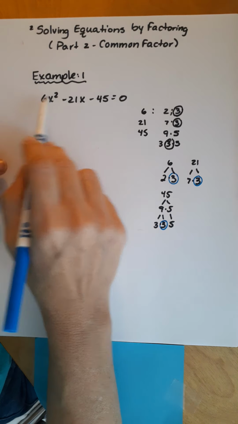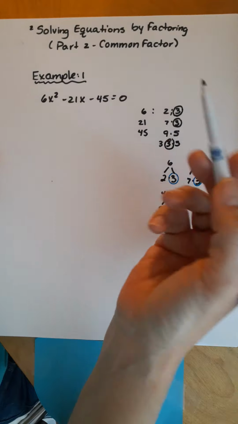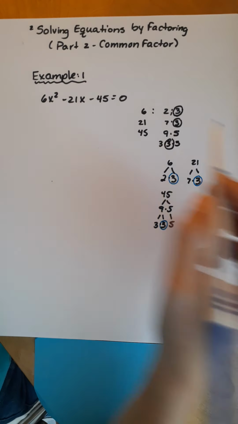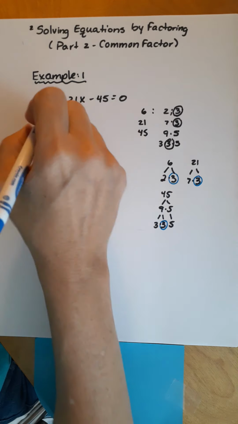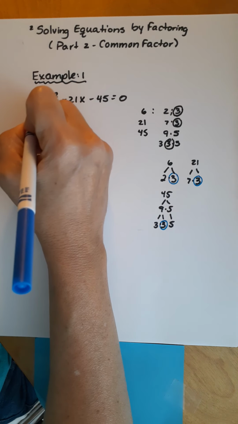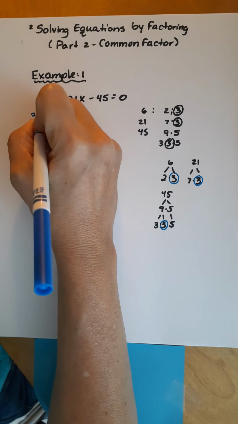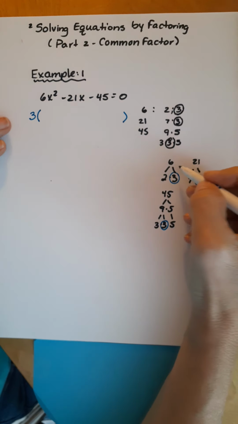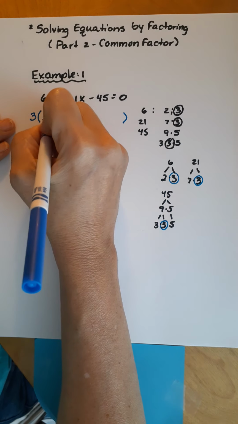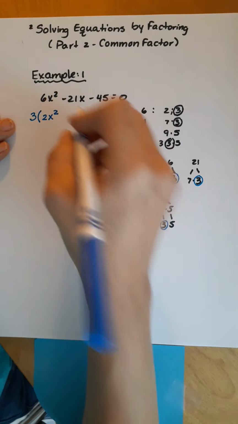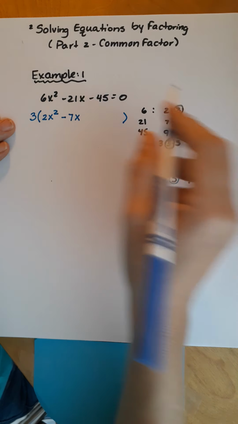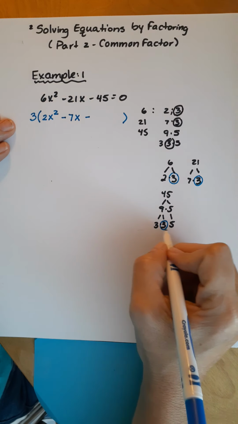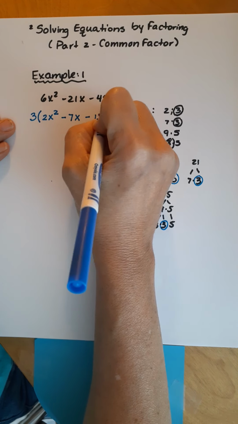That means that I can take away a 3 or factor out a 3 from all these terms, and I'm still left with a coefficient or a number for the final term. So we're going to factor out a 3. And we're going to be left with, on the 6, 2x squared, with the 21 minus 7x. There's still that negative there. And then minus 15. Okay?